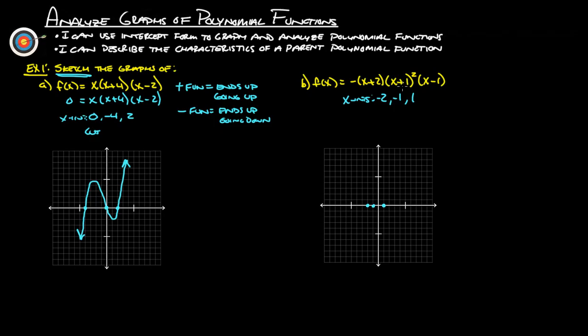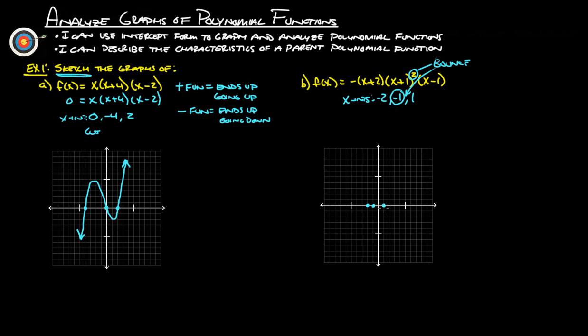Okay, now this is a negative function, so it ends up going down. So we know it's going to end up going down this direction. Now we do want to know which one is the double 0, because this double 0 means it's going to bounce. That means this negative 1 is going to be the bounce, and then negative 2 and positive 1 are both going to cut.